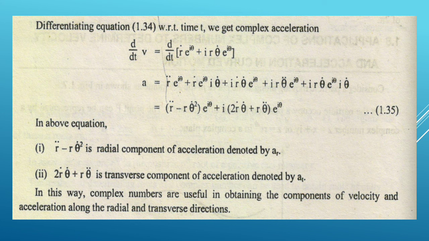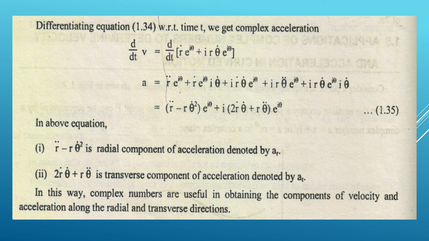means r double dot e^(iθ) as it is, plus r dot as it is, times the differentiation of e^(iθ), that is e^(iθ) into iθ dot, plus i as it is, times the differentiation of r, that is r dot, and θ dot e^(iθ) as it is, plus i r as it is, times the differentiation of θ dot, that is θ double dot, and e^(iθ) as it is, plus i r θ dot as it is, times the differentiation of e^(iθ), that means e^(iθ) into i into θ dot.